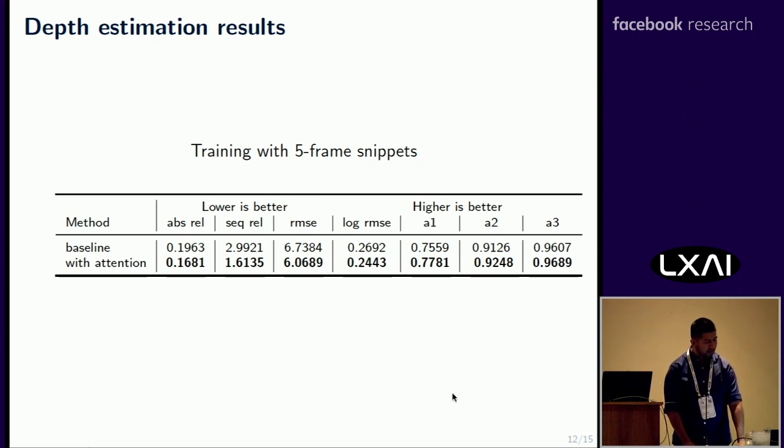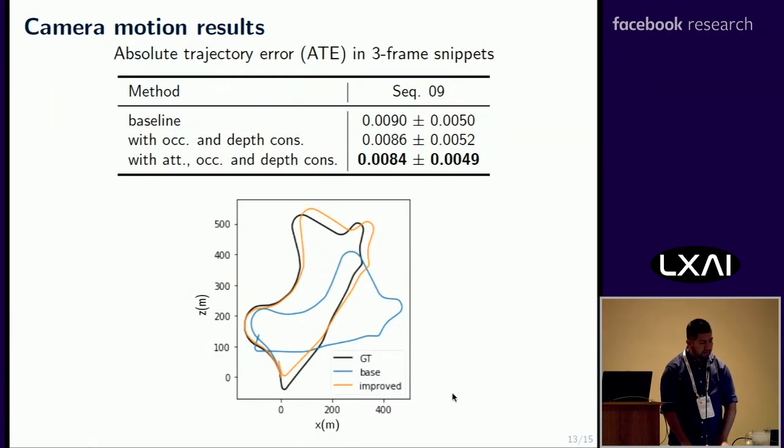We also have results in camera motion. We tested the view synthesis baseline and compared it with a model considering occlusion and depth consistency, and we had an improvement. And we also compared it with the attention decoder, and the results improved a little bit. So we can also check the results visually, and we obtained better results.